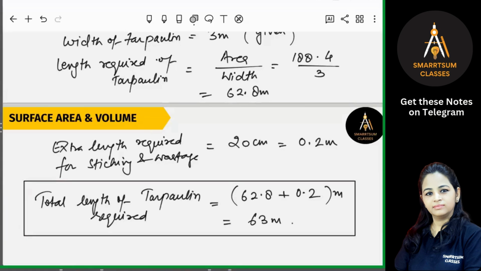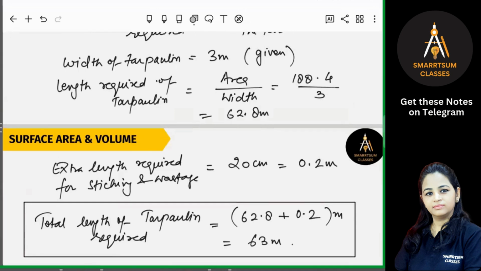So the curved surface area of the conical tent will be equal to the area of the tarpaulin required, right? And its width is already given. So we can find out the length. That will be the length required to make that conical tent, plus extra length, which will get wasted in the stitching and the cutting of that tent. Is that clear to everyone? Yes or no?